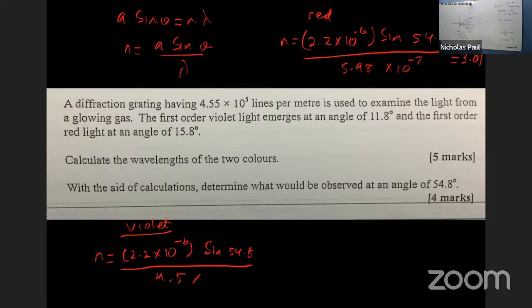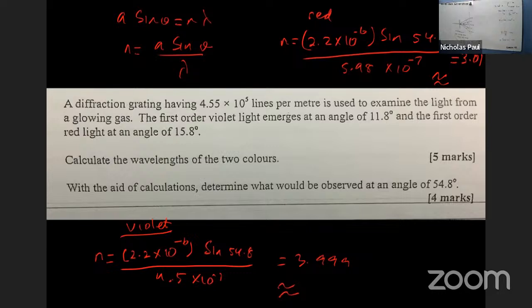4.5. So you got 3.99. Right, question. Divide. For red, be careful to be sure. For red, we got 3.01. Right? 3.00001, something like that, right? And for violet, we got 3.99.